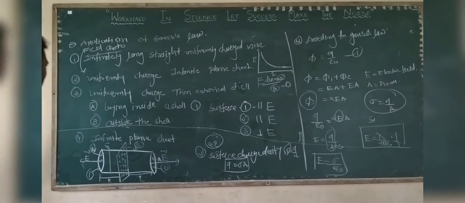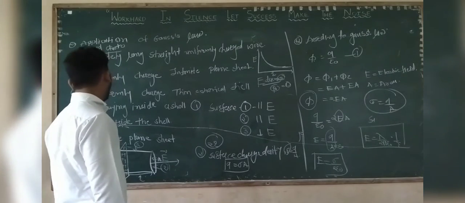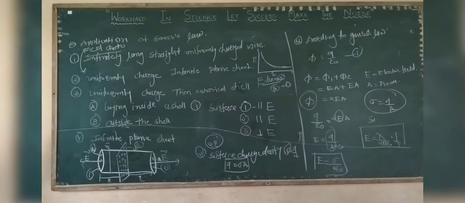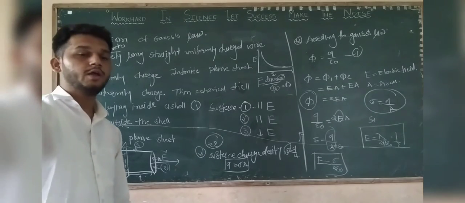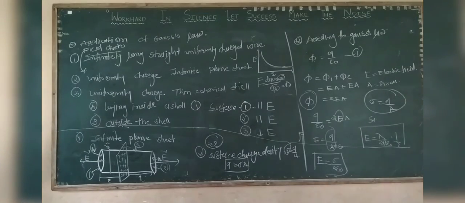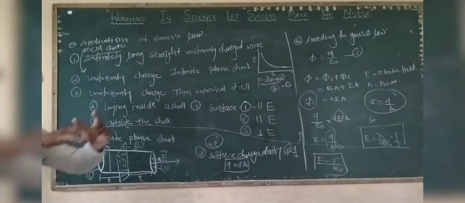But still one topic remains. What is that? The uniformly charged thin spherical shell. It also has two parts. First one is a point inside the shell. So a point inside the shell means what?